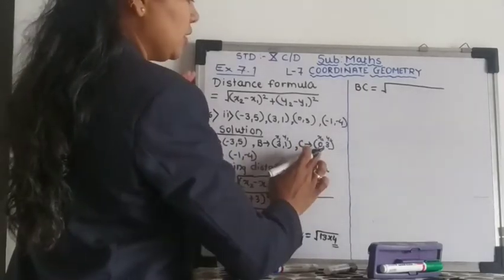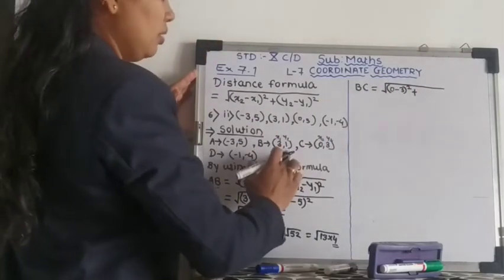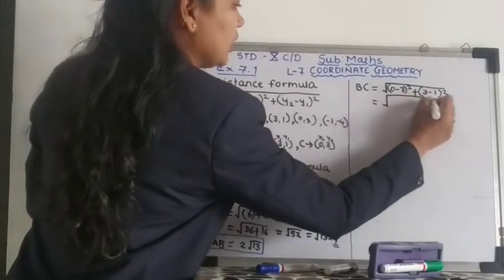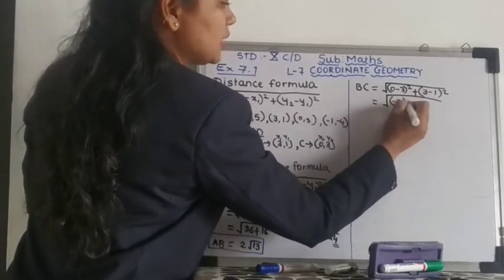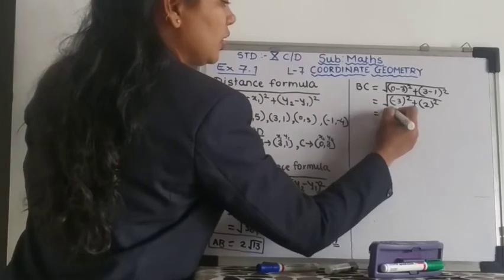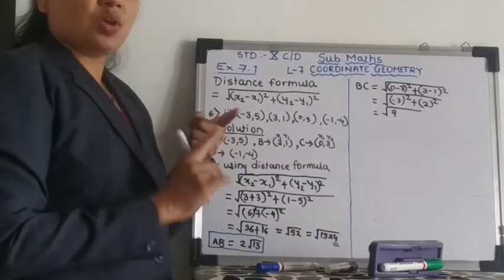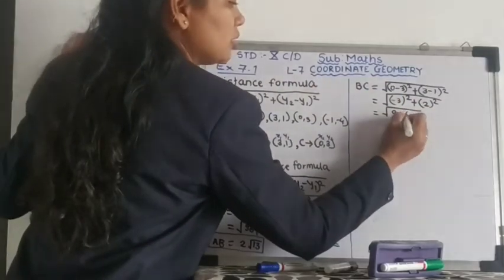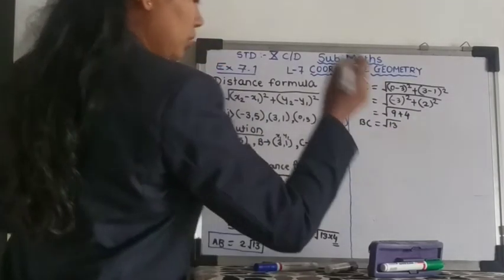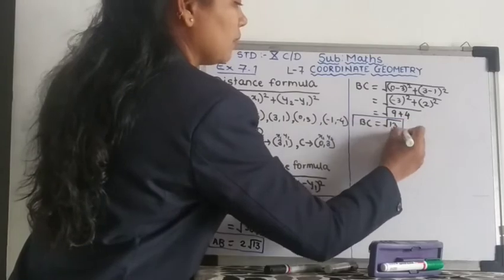So x2 minus x1, 0 minus 3 bracket square, plus 3 minus 1 bracket square. So now we will get 0 minus 3, which is minus 3 bracket square, and 3 minus 1 is 2, 2 squared. So minus 3 squared is plus 9. Always remember, the square of a minus number is always positive. Plus 2 squared is 4. So we got 13. Now 13 is not a complete square, so our answer is under root 13.